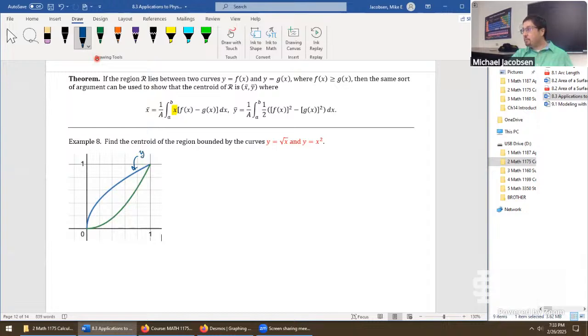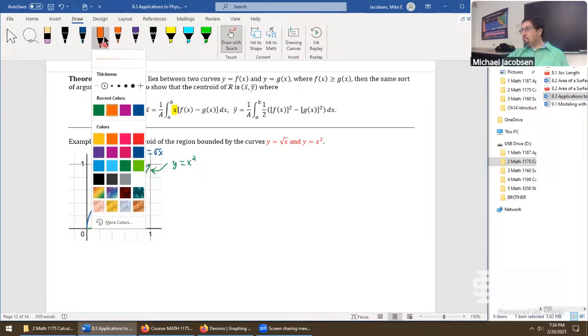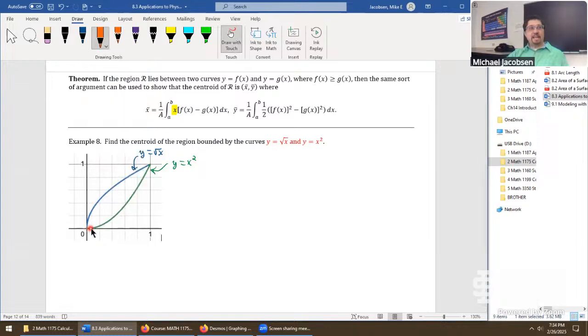This function here is y equals root x. This function here is y equals x squared. And I would provide that key on a real exam, because on the real exam, the concept is more just find the center of mass or centroid of this region. We can pretty much just read off the domain of integration from 0 to 1, and it wasn't even mentioned right here.